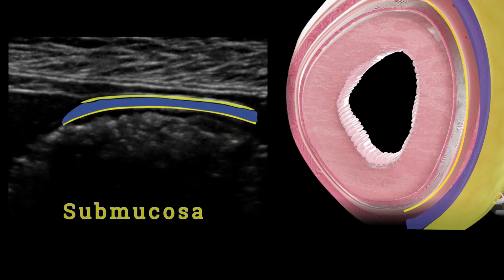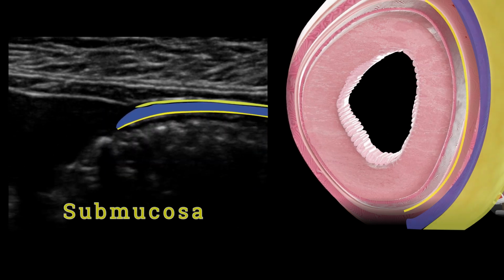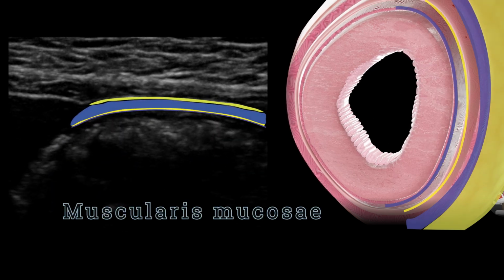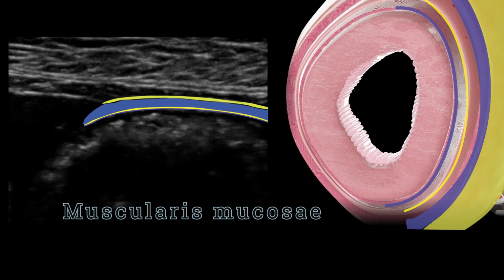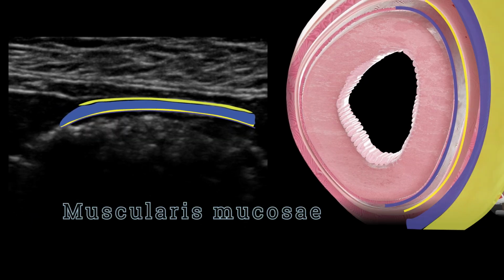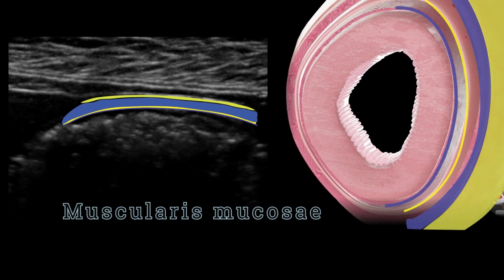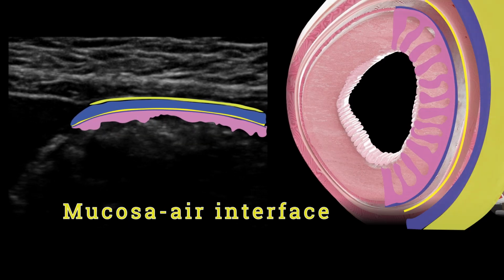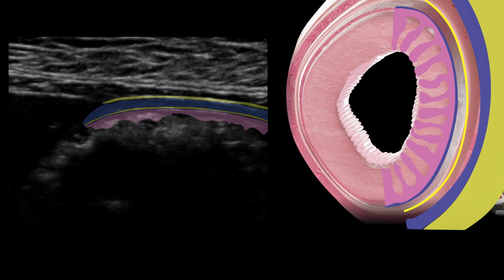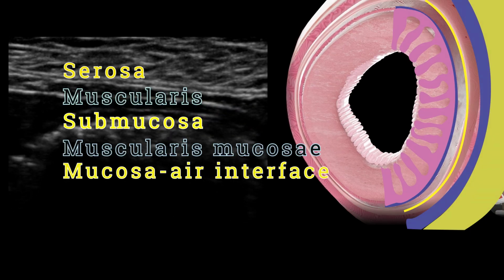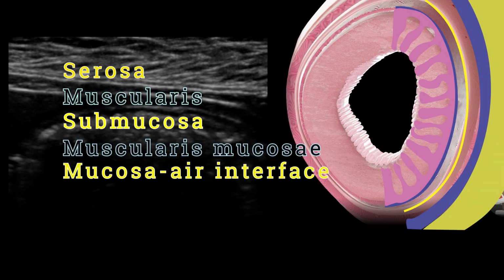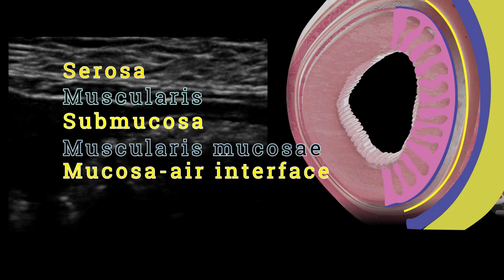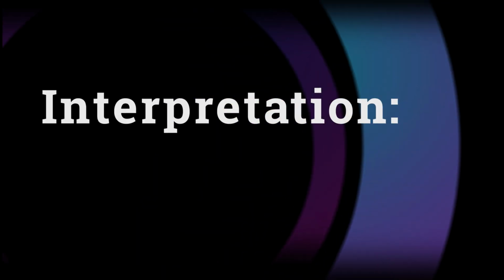Then we have the submucosa, which is a hyperechoic structure. Then we have the muscularis mucosa, which is a thin hypoechoic layer, which may be too small to be seen with a curvilinear probe. Finally, we have the mucosal air interface. This is a hyperechoic layer. In summary, the echogenicity of the stomach wall is a sandwich of alternating echogenicities starting with and ending with hyperechoic layers. Interpretation of gastric ultrasound.